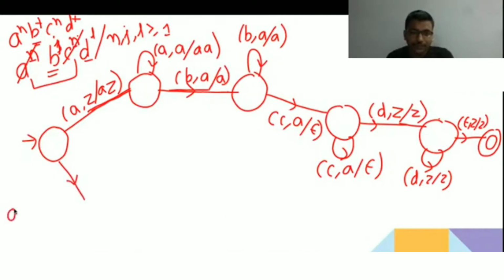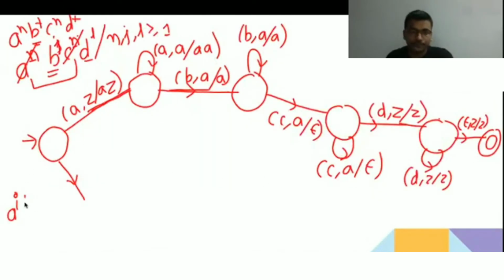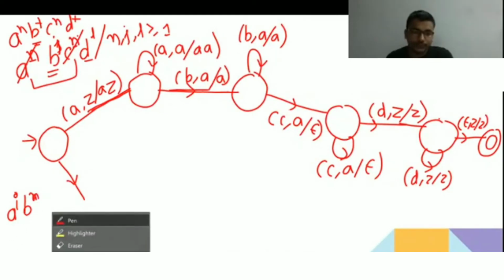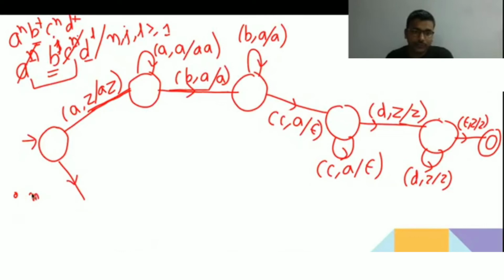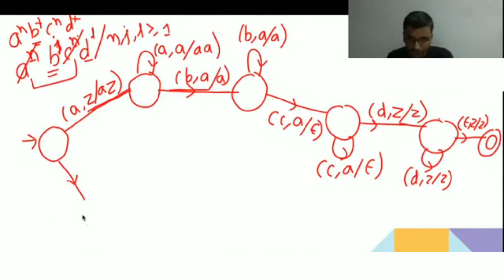So this side I have drawn this, and this side I will draw for A to the power i, B to the power m, C to the power k. So I am not having space. See, because why I am neglecting B and D? Because here it is not saying just that number of B and D should be equal. So next we have to do A to the power i, B to the power m, C to the power k, D to the power m. So here number of B should be equal to D.